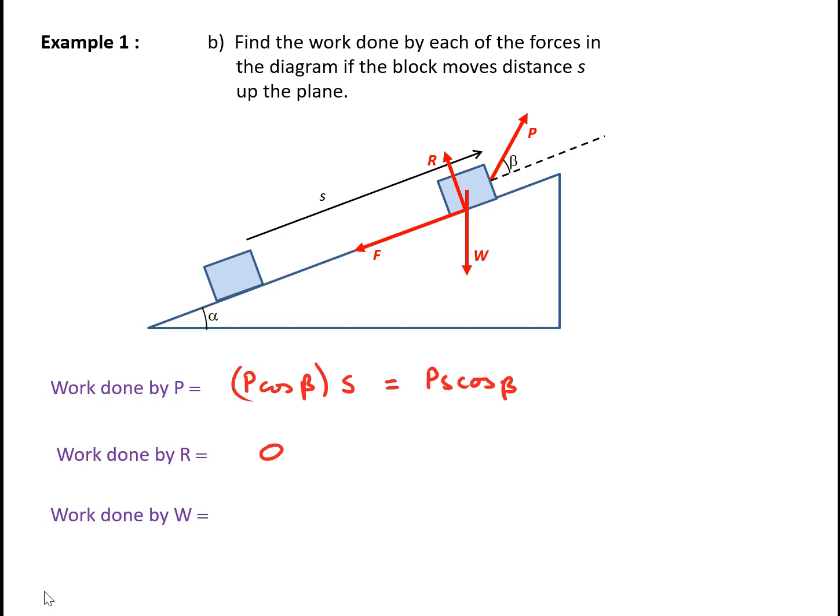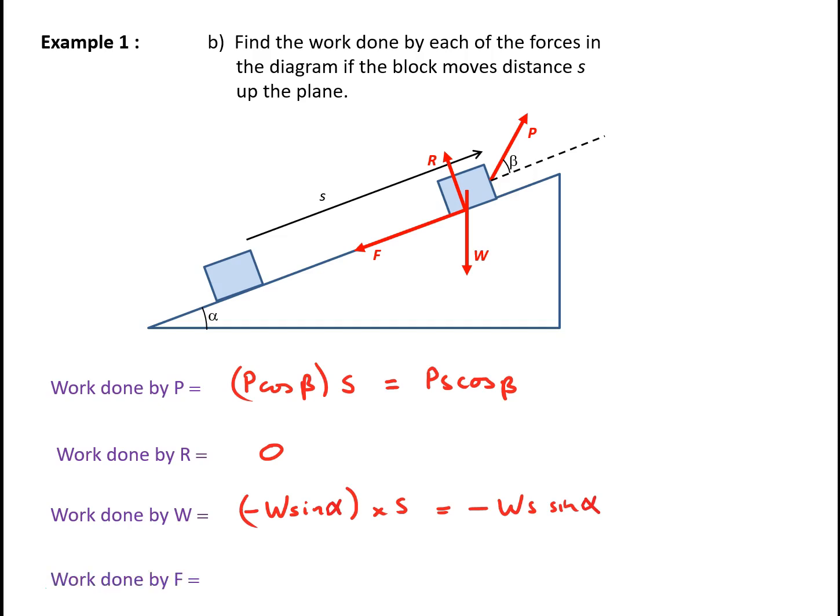The work done by W is the component of W up the plane times s. Now W has a component of W sine alpha down the plane. So the component of W up the plane is minus W sine alpha. So the work done by W is minus W sine alpha times s, which is minus Ws sine alpha.